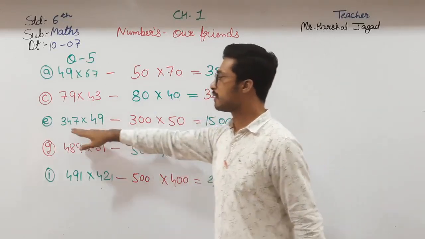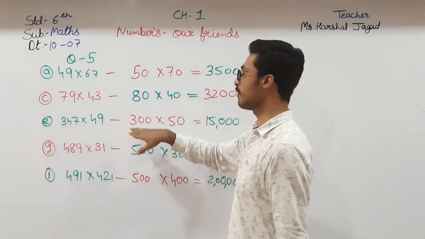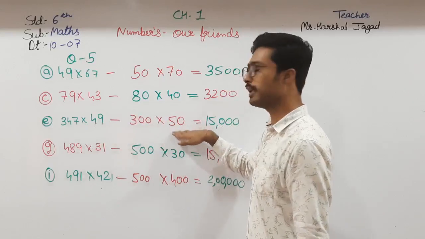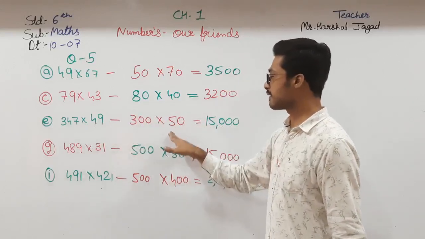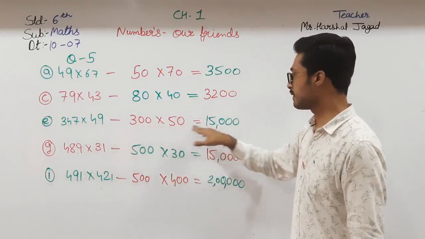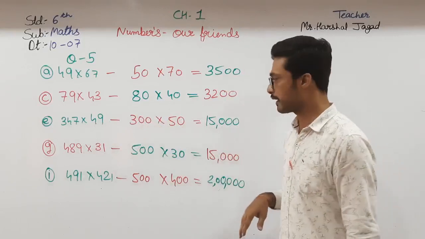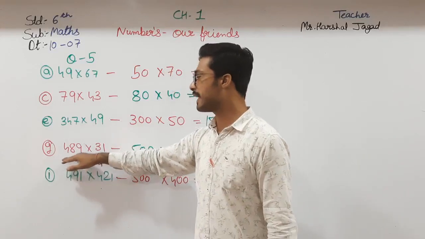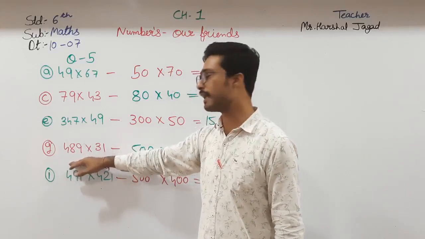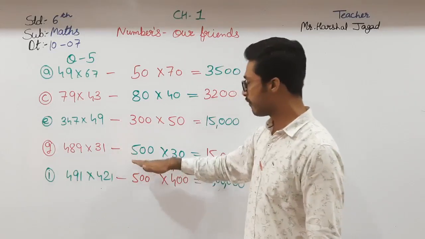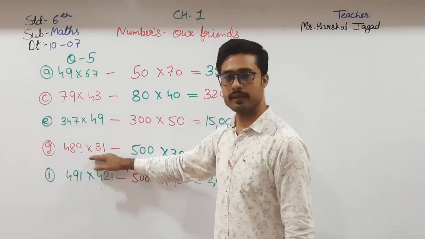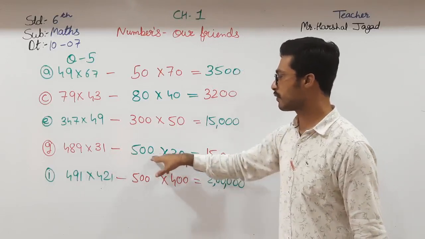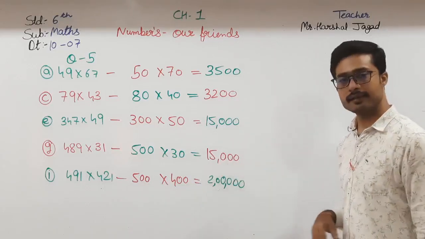Then 347 can be rounded off to 300, and 49 can be rounded off to 50. So 3 5s are 15, and 3 zeros. Okay students, then here it is 3-digit again. So 489 can be rounded up to 500, and 31 can be rounded up to 30. So 5 3s are 15, and 3 zeros.